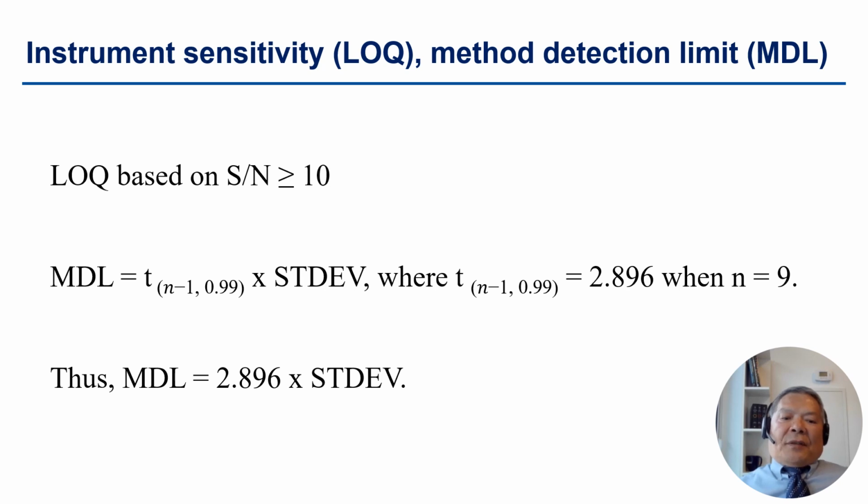According to this EPA method, the instrument sensitivity or the limit of quantification can be evaluated by a signal to noise ratio larger than 10 in this study. The method detection limit is calculated based on this equation, when you measure at least 7 blank or lowest spiked samples, lowest LFM samples, at least 7 replicates. Here we actually did 9 replicates. Therefore, we use this equation to calculate the method detection limit.